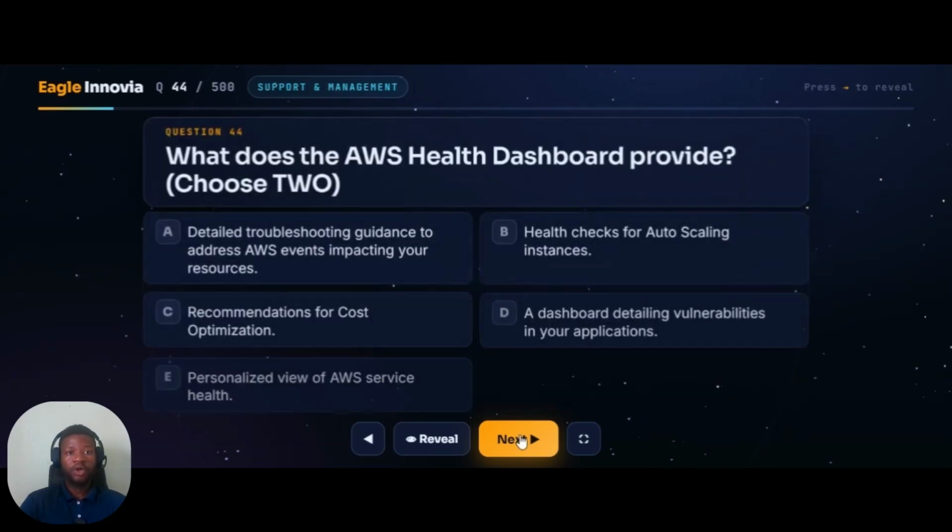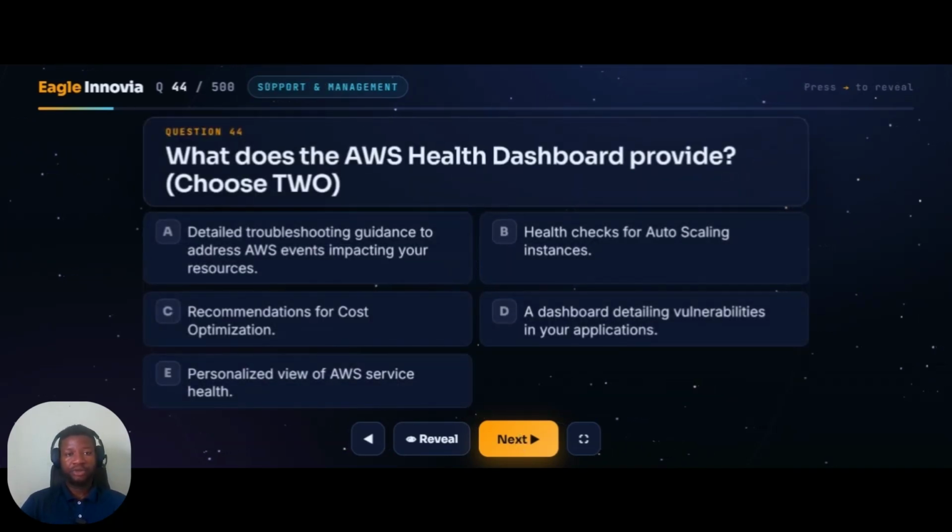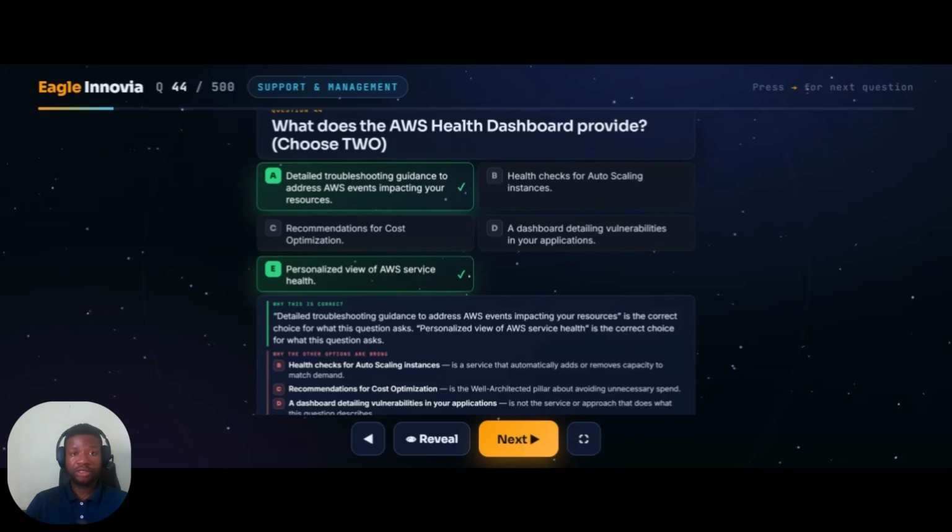Question number 44. What does the AWS Health Dashboard provide? Choose two. A. Detailed troubleshooting guidance to address AWS events impacting resources. B. Health checks for Auto Scaling instances. C. Recommendations for cost optimizations. D. A dashboard detailing vulnerabilities in applications. E. Personalized view of AWS service health. The correct answers are A, detailed troubleshooting guidance to address AWS events impacting your resources, and E, personalized view of AWS service health.